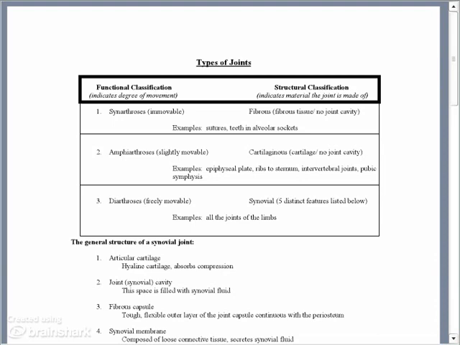A bursa is a little sac tucked between adjacent structures within a joint, and they act as ball bearings to reduce friction. And a tendon sheath is like an elongated bursa which wraps around or jelly rolls around a tendon. Also, again, the function is to reduce friction at that joint. And here you've been provided with a few pictures.